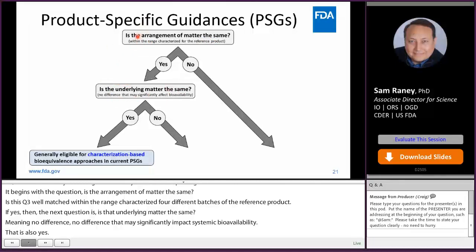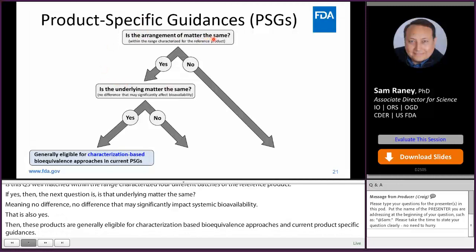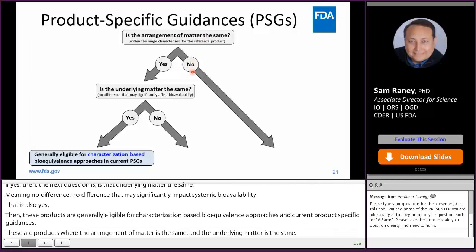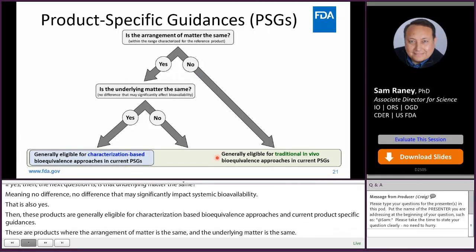Now, if the arrangement of matter is not the same, in other words, the answer to this question is no, these products are generally eligible for traditional in vivo bioequivalence approaches in current PSGs. And in fact, these approaches are generally applicable across the board here, regardless of the outcomes.